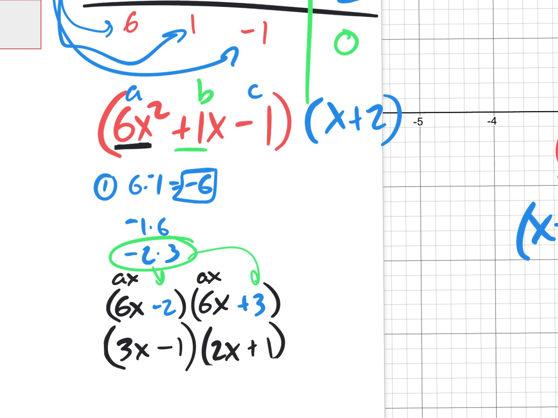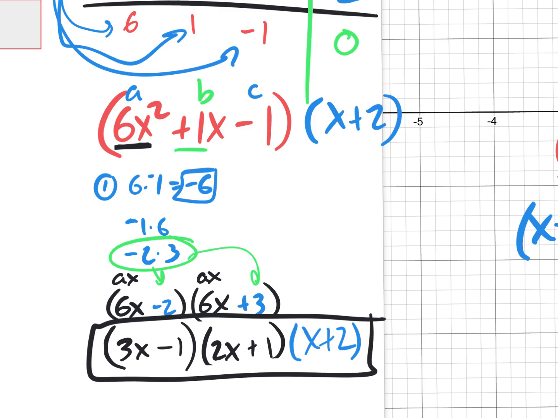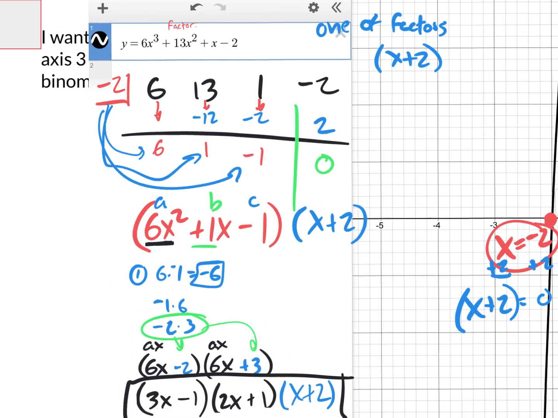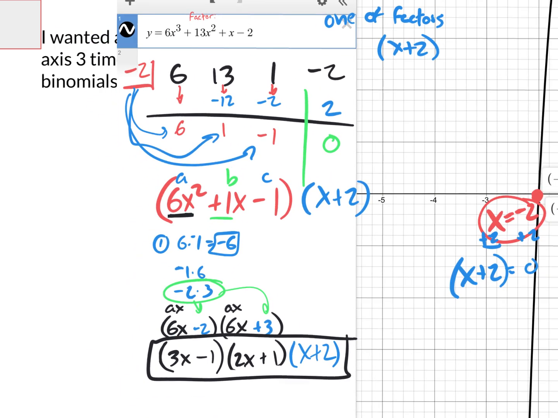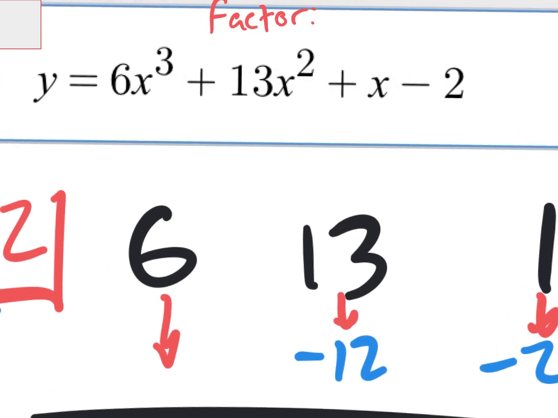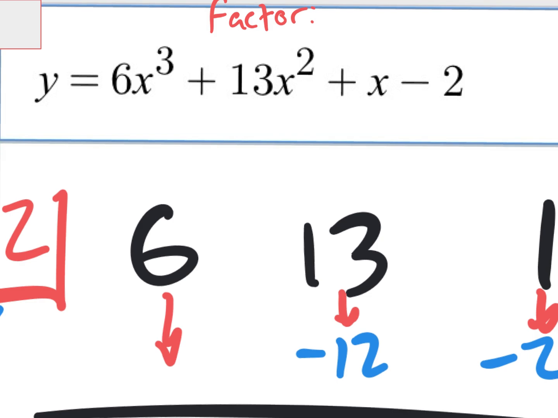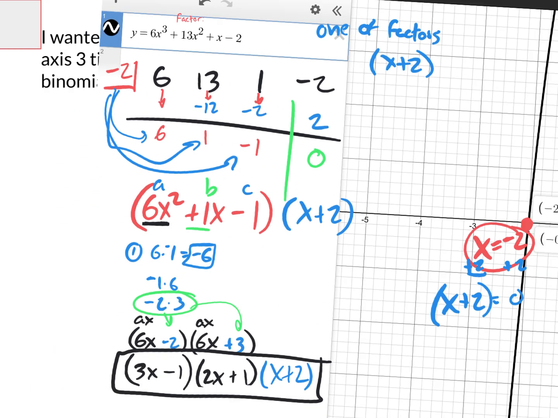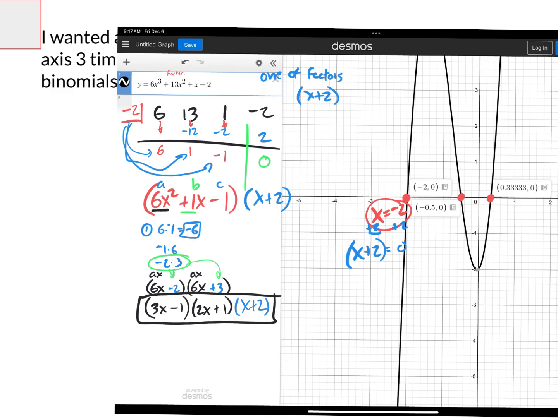So let's bring that down. And this right here is the completely factored form of the original. I don't know about you guys. I think that's amazing, right? Where we could take a huge, crazy polynomial that we have no idea how to factor. We could graph it and get those answers and work backwards to get the factored form, okay?